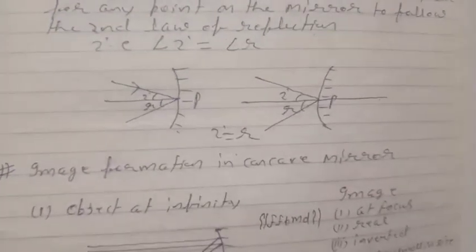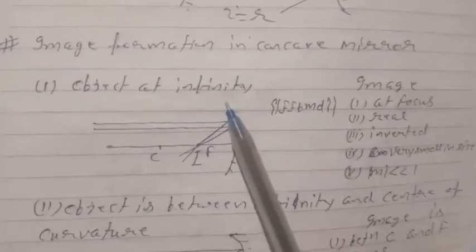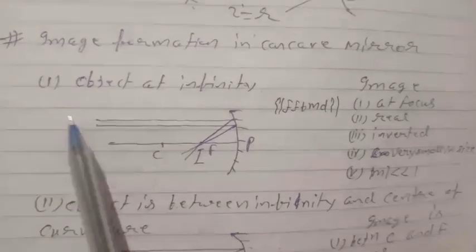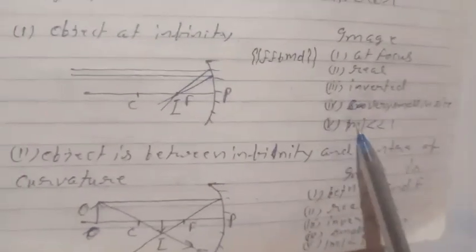Now let's discuss the image formation. Image formation in concave mirror. First case, when the object is at infinity, that is, the object is placed at infinite distance, then the image will be at the focus, and the image will be real, inverted, very small in size, and magnification will be much less than 1.